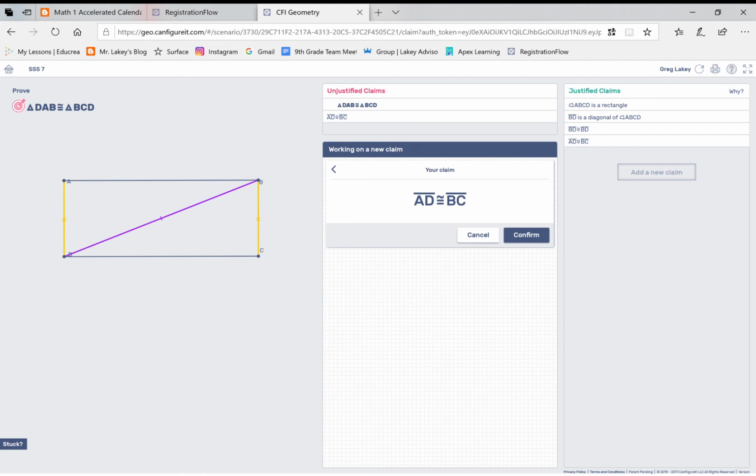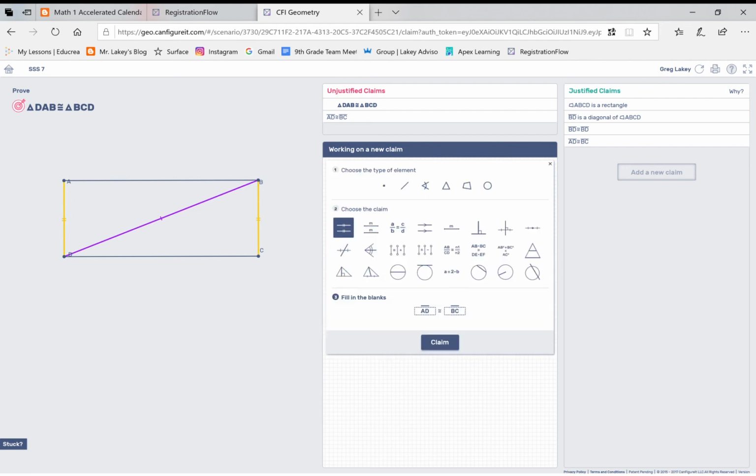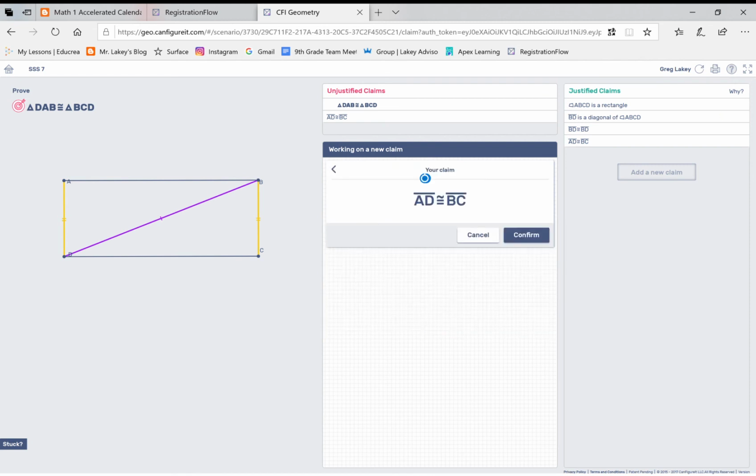You click on the line. You make a new claim, go to line. We went to the first one, congruent segments, saying that those two sides are congruent. You type in AD is congruent to BC. Those are the lines we're talking about. Go to claim. Now that's our statement.